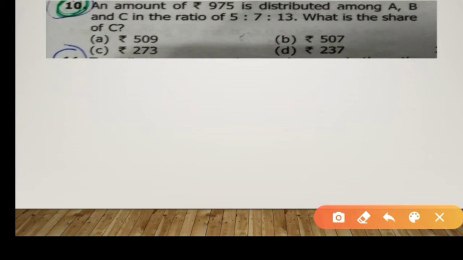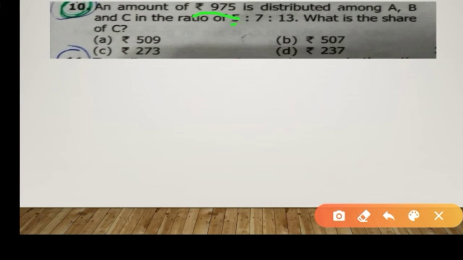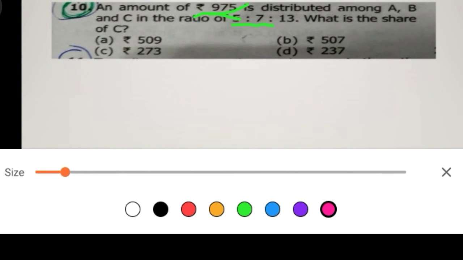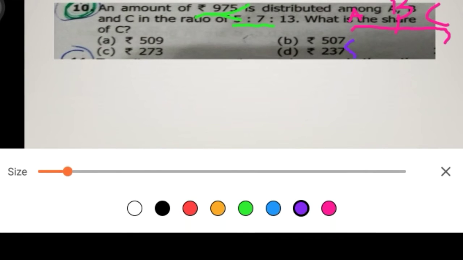Now let's solve this question. An amount of rupees 975 is distributed among A, B and C in the ratio of 5:7:13. What is the share of C? According to these ratios and this amount, we need to find the share of C. So first let's know how it is distributed. This is A, this is B and this is C. This has the ratio of 5, 7 and this has 13.